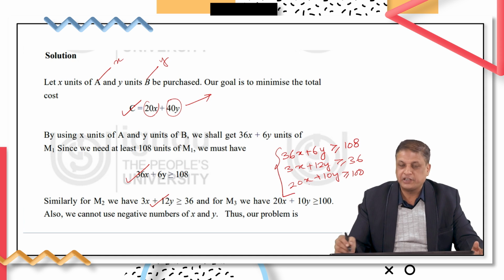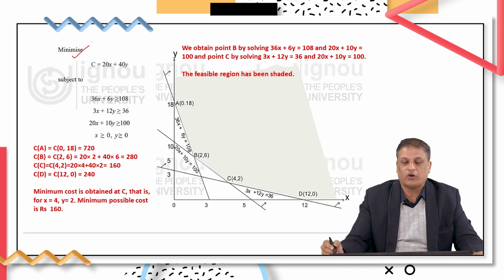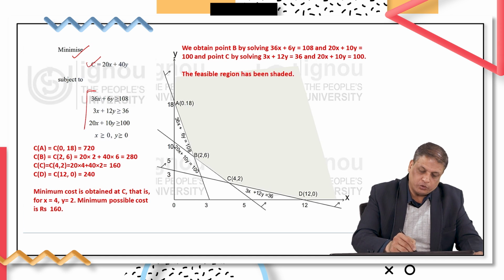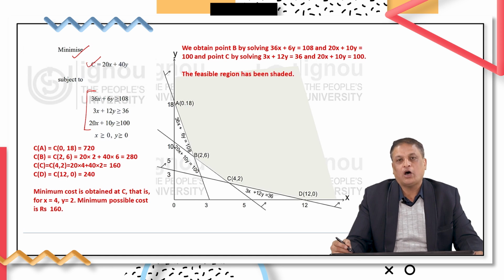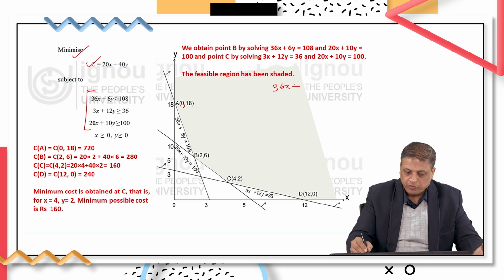We have constraints over here also, as we had over there. So, the problem formulation is to minimize the cost subject to these constraints. Now, the same mechanism of solution applies. The mechanism is to first find the intercepts on the x axis and y axis. We have 36x plus 6y greater than or equal to 108, so this is to be solved for 36x plus 6y equal to 108.